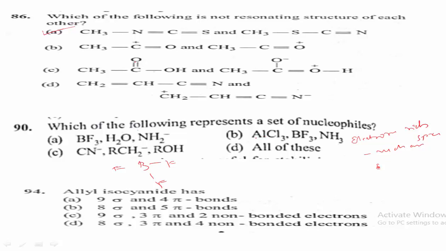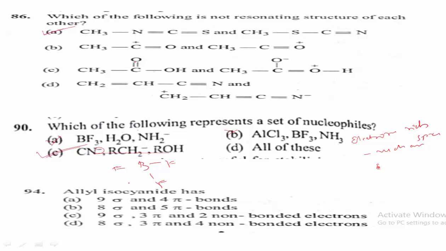Electron poor means it accepts electrons from others. Is it right? If you know Lewis acids and Lewis bases, a Lewis acid is a substance which accepts a pair of electrons. Therefore, A and B are a set of electrophiles. Is it right? Therefore, these are not nucleophiles. Next, option C. CN minus. Here negative charge means an electron rich species is present. OH minus, and RCH2 minus is present. Therefore, this is an example of a nucleophile. This set is the nucleophile set.